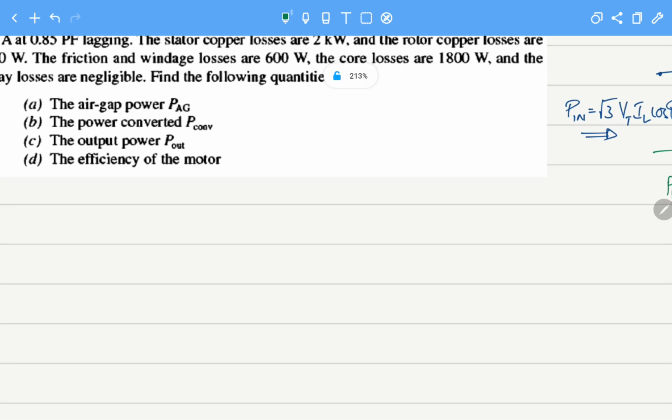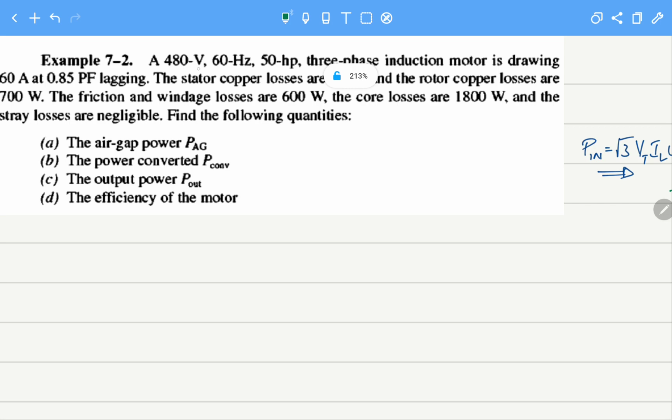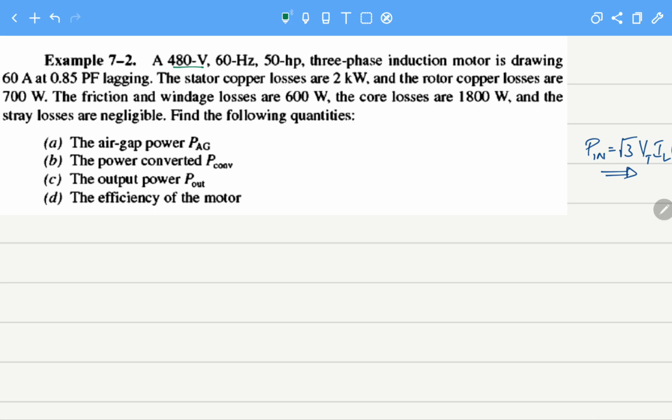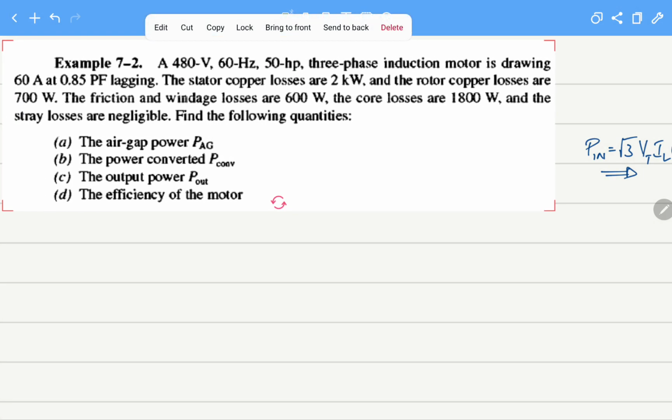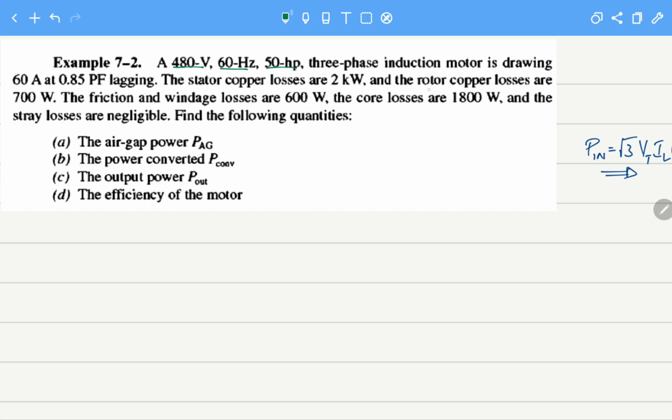Now let's come back to our question, and it is talking about a 480 volts, 60 hertz, 50 horsepower induction motor that is drawing this much current and this much power factor. The stator copper losses are given, and the rotor copper losses are also given. The friction and windage losses are also given. The core losses are also given.